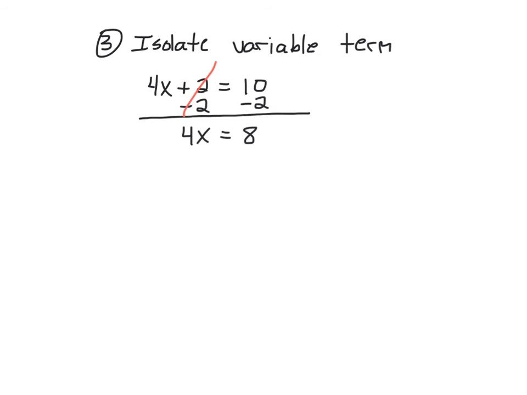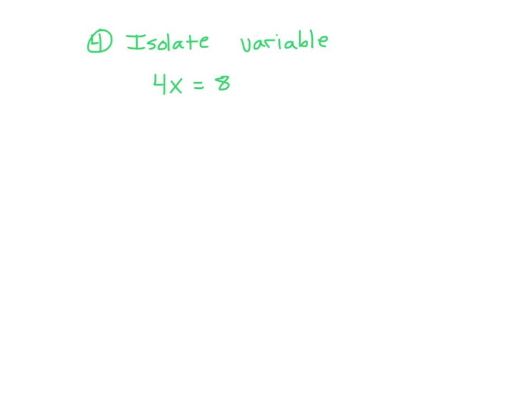And we have now completed step 3. We've isolated the variable term. The variable term's 4x. It's now by itself on the left side of the equation. Bringing us to our last step, perhaps the easiest step for some people, which is number 4, isolate the variable. I've got my variable right here, x. I want it by itself, so I have to get rid of whatever's with it. In this case, I have a 4 with it, so I need to get rid of the 4.